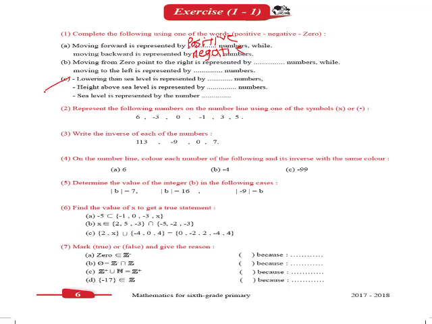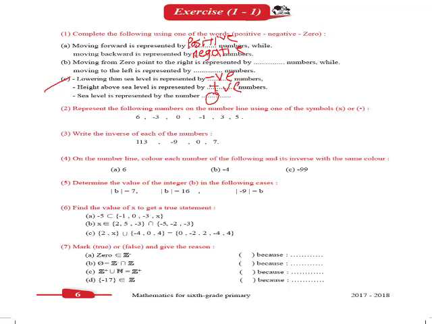Okay, I will solve with you number C. Lower than sea level means we get under the sea level, denoted by negative. This is the abbreviation of negative. Height above the sea level is denoted by a positive number. Sea level is represented by 0 because the sea level is denoted by 0.